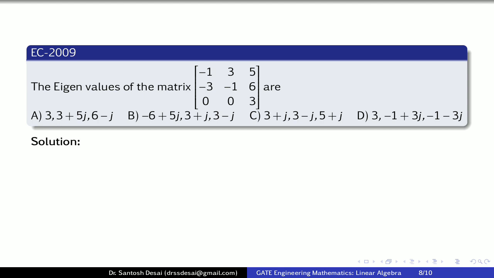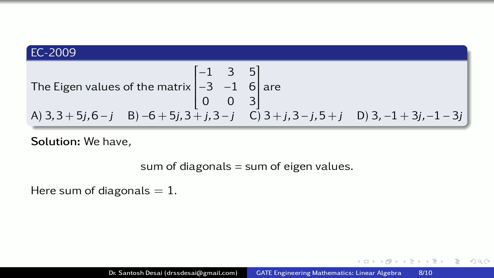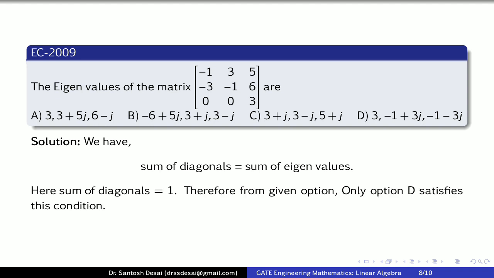Now again here I am going to use the property that the sum of eigenvalues is equal to the sum of diagonals. So we know the sum of diagonals is equal to the sum of eigenvalues. Here the sum of diagonals is 1, and therefore from the given options only option D satisfies this condition. Hence the eigenvalues of the given matrix are 3, minus 1 plus 3j and minus 1 minus 3j.